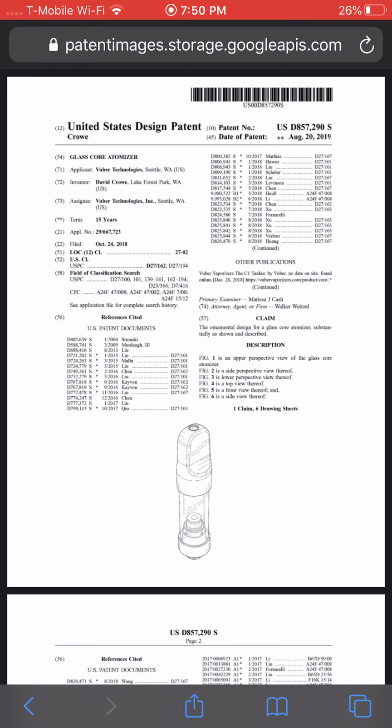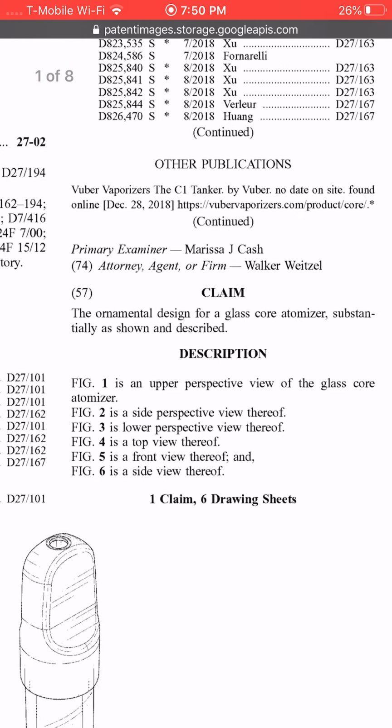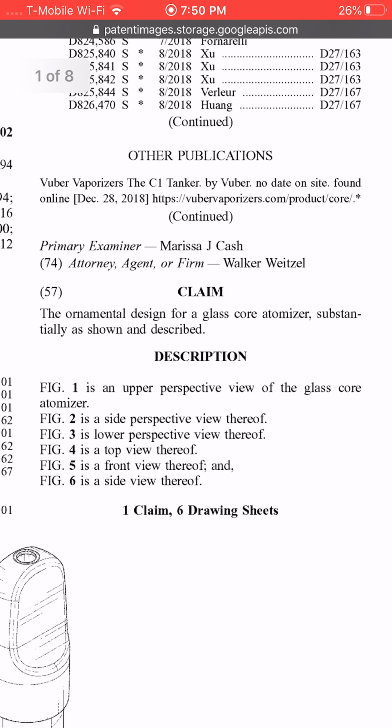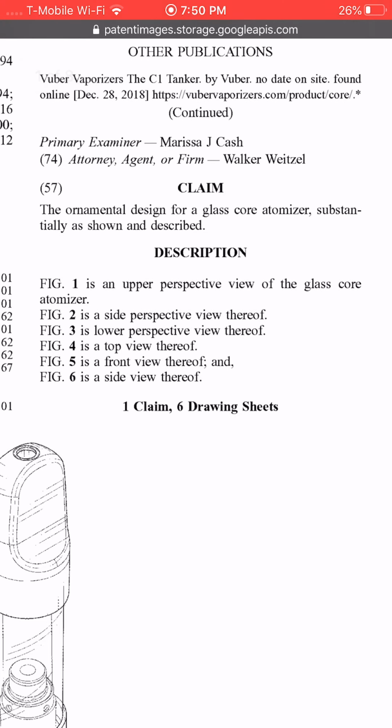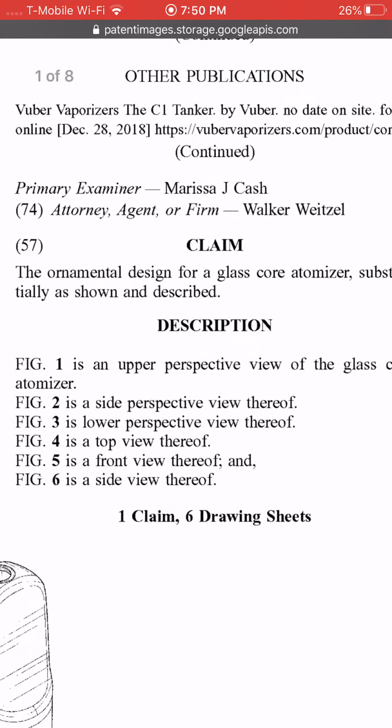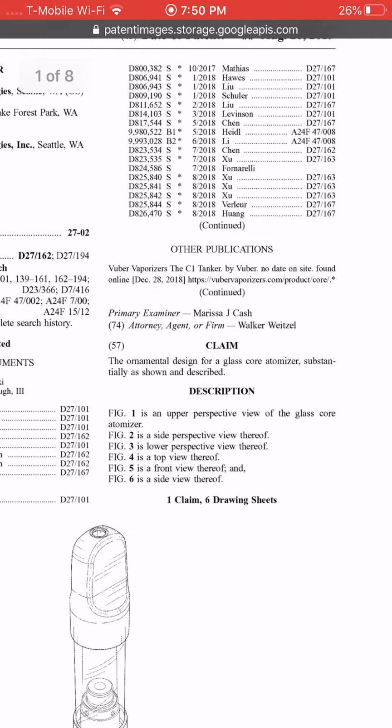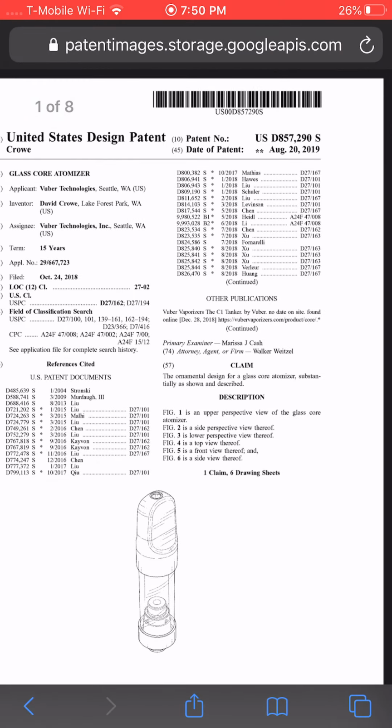So to start off with, we'll get right to the most important part of a design patent. A design patent is always on the appearance of a device. So the claim is always going to be the same. It's the ornamental design for, in this case, a glass core atomizer, substantially as shown and described. And then the description is always just a series of brief descriptions of the drawings.